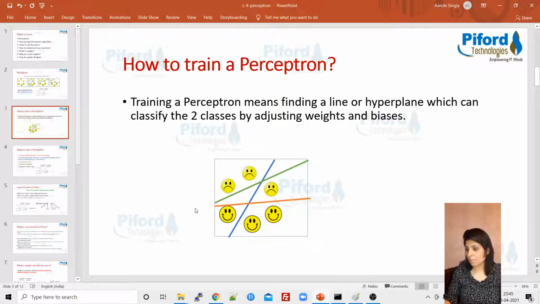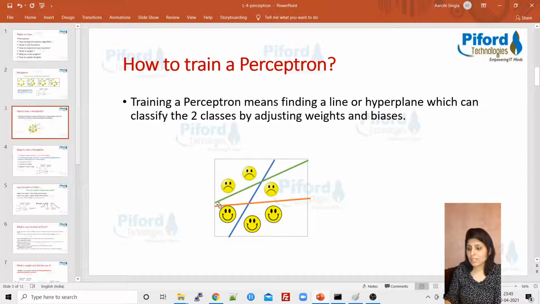So see this image over here. In this image we have three different lines. If I talk about this green line, this green line is also not classifying properly. This smiley is wrongly classified. And this blue line is also not classifying the objects correctly. But this orange line is classifying the data points correctly.